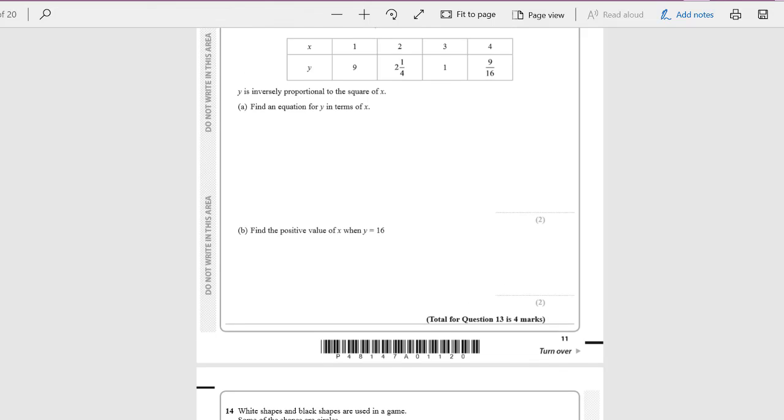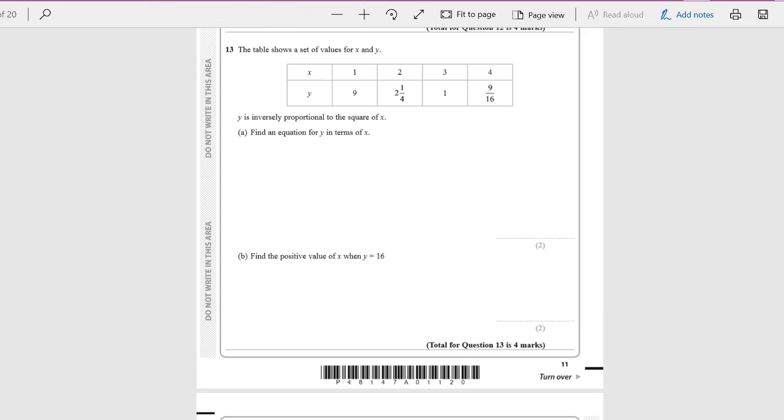Okay, question 13. So the table shows a set of values for x and y. Here's your x, here's your y. Y is inversely proportional to the square of x. Find an equation for y in terms of x. So we know that y is inversely proportional to the square of x. So we should recall that whenever something's inversely proportional, then we'll have this variable k over a value, and in this case it's the square of x.